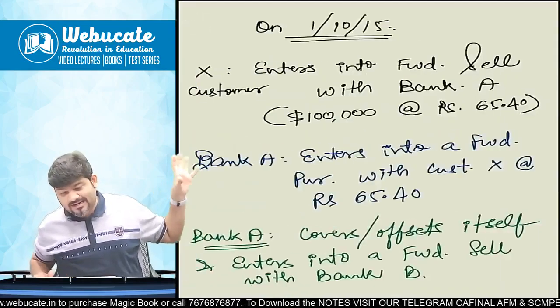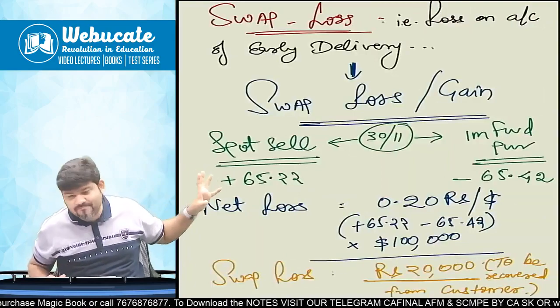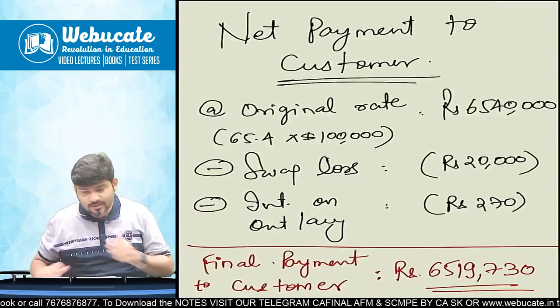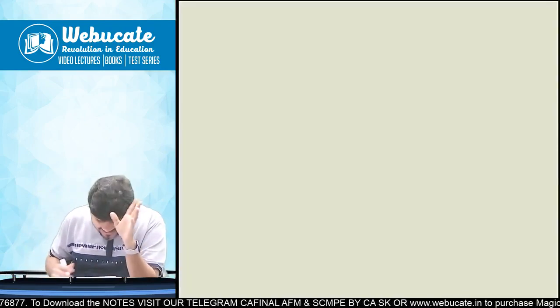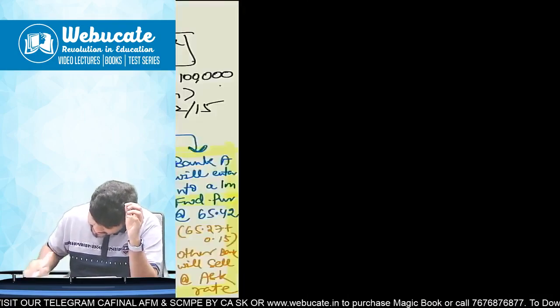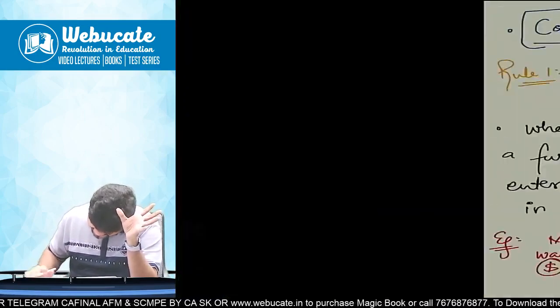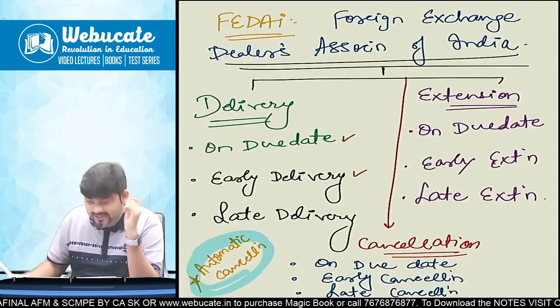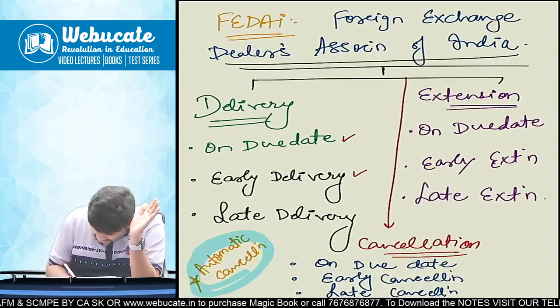Everything I have explained to you is also written here, so that any time you want to refer, everything is written here. For the rest, you can let me know and I will help you with any doubts anytime. Next, we will move on. So we are done with two things: on-time delivery, on due date, done. Early delivery, done. Late delivery, later. Now we will come to cancellation.